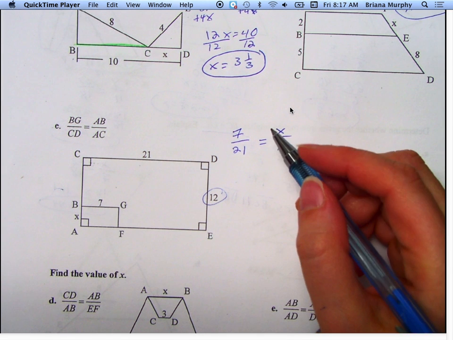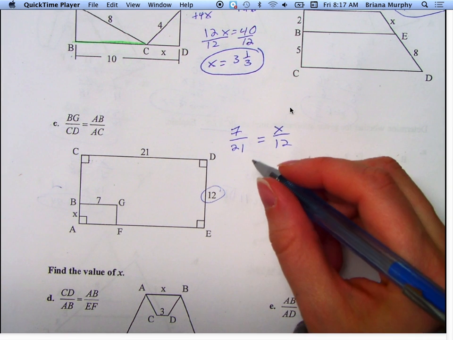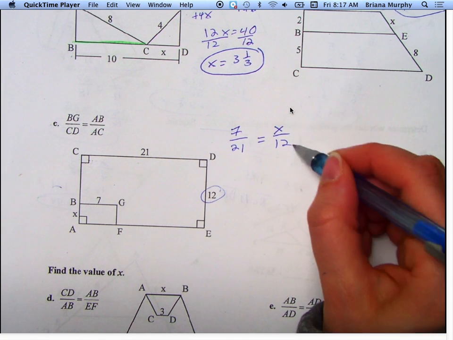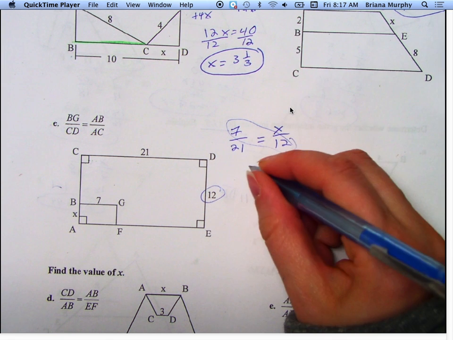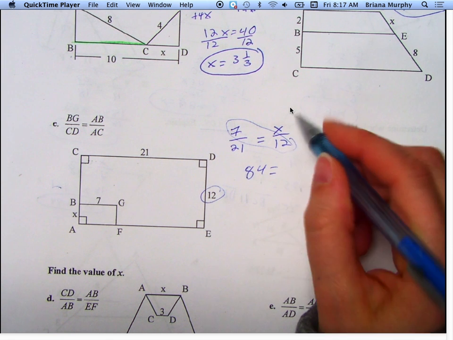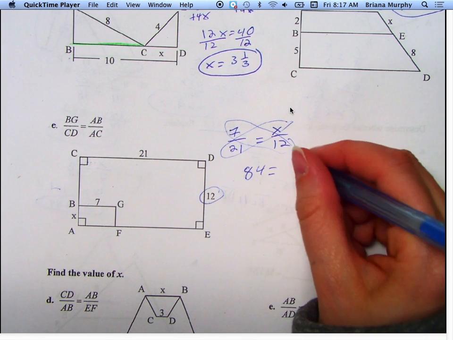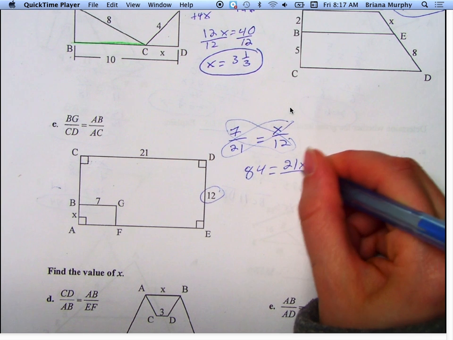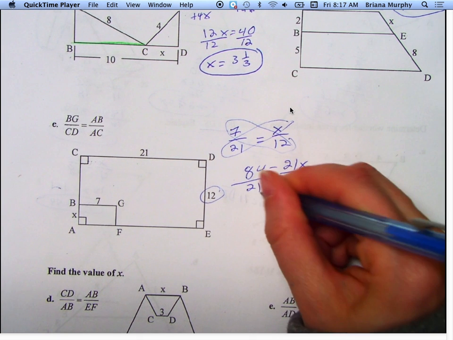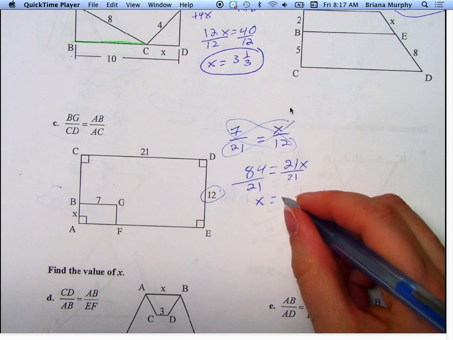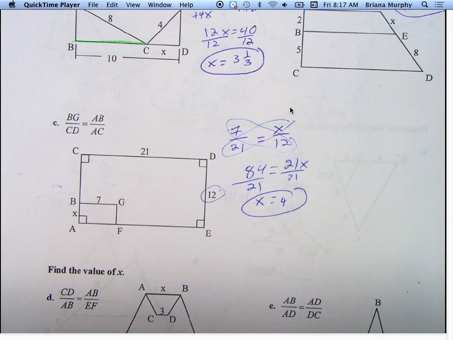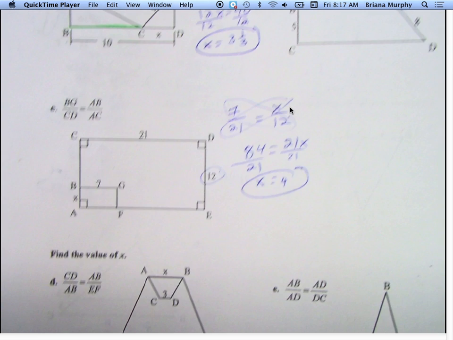So, 7 times 12 gives me 84. And 21 times x gives me 21x. And then what do I do, guys? So x equals 4. Okay.